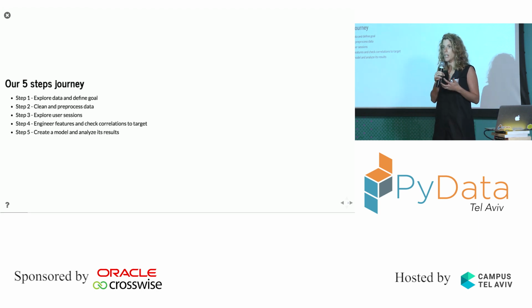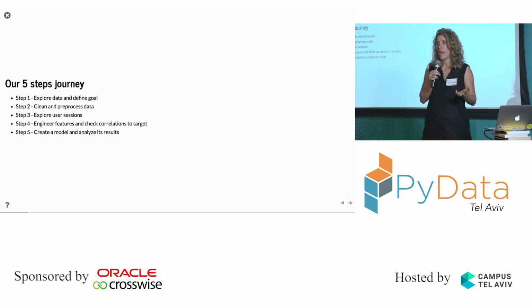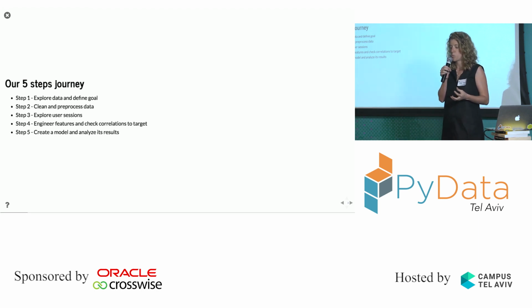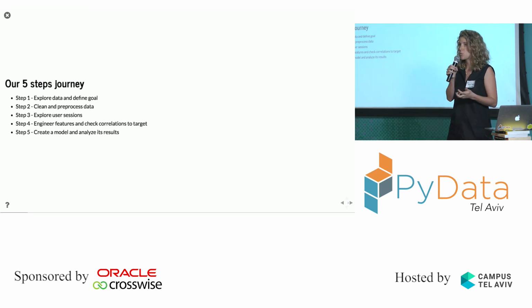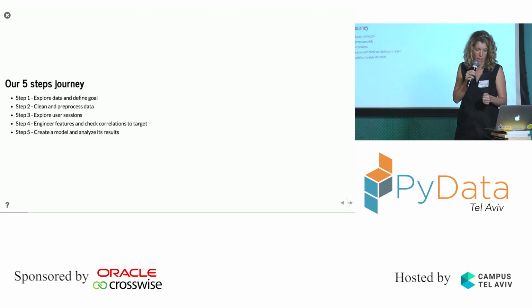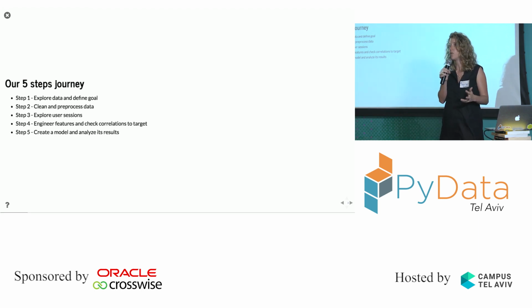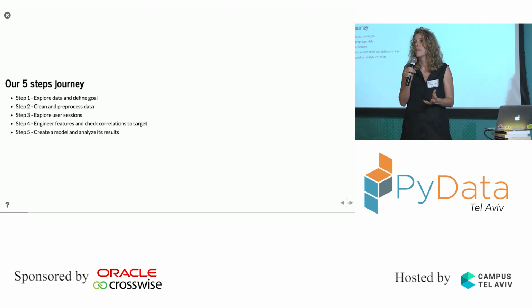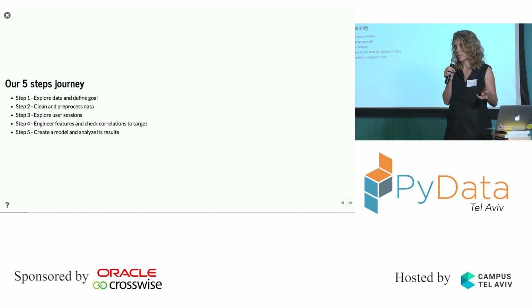And then we will try to engineer some features and see if they are correlated with our target, with what we want to predict. And the last stage will be to try and build a model from these features to try to predict something that is of interest to us. And besides creating a model, I always like to try to analyze the result of the model and see what this model has actually learned in this process.